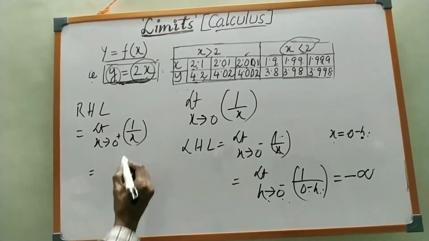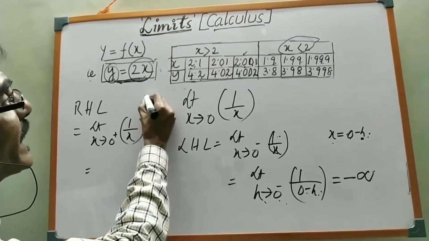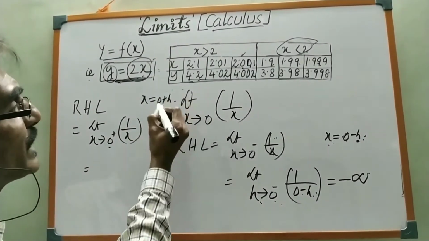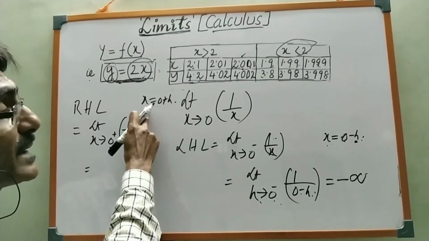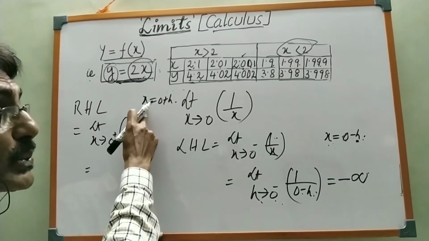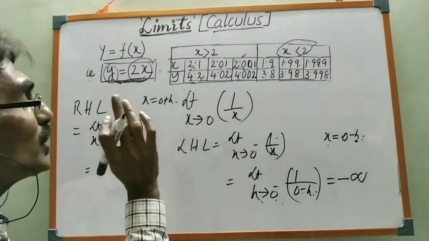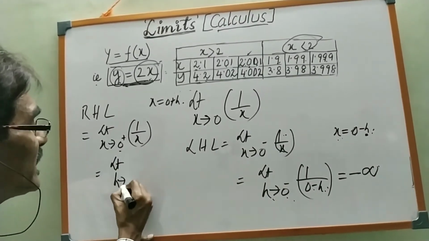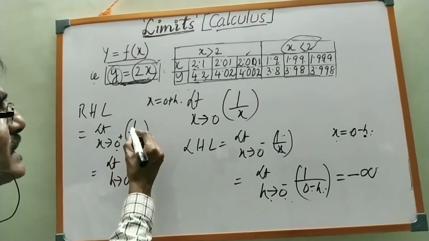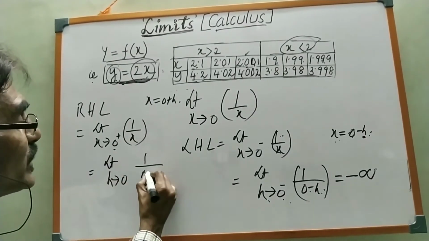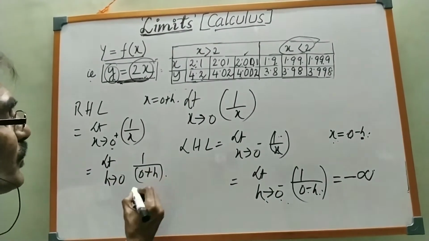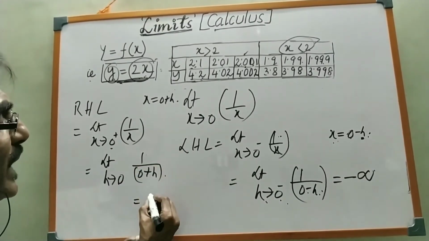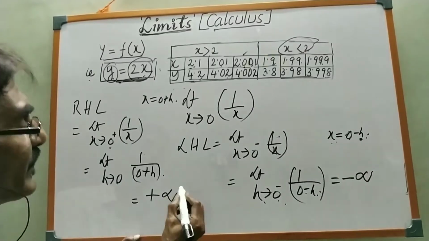Again, instead of our right hand limit, we can write x equal to, here a is 0 plus h. You see, when x tends to 0, h also tends to 0. So in the next step, we can write limit h tends to 0 of 1 by 0 plus h. Finally, if I substitute the direct value, then 1 by 0, we are getting positive infinity.